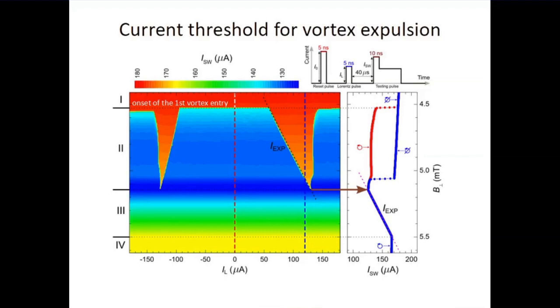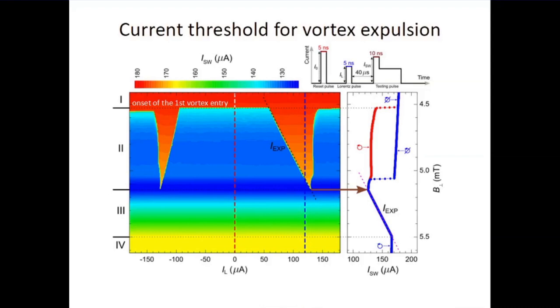So if I work at this field and I want to expel the vortex with the Lorentz pulse, if I apply this value, it's too low. If I apply here, it's okay. And depending on whether I expelled it or not, during readout with the testing pulse, I will find my system in the high or low state of the critical current, yes?